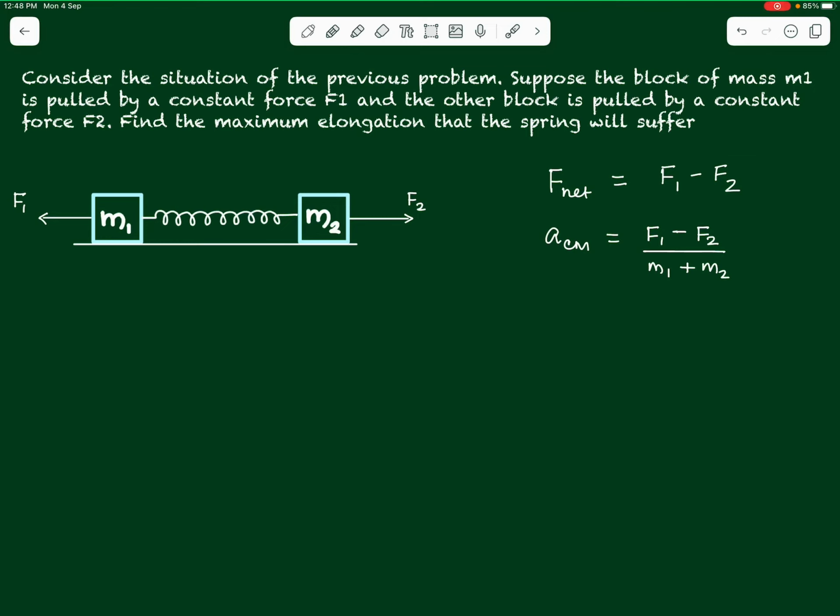Now, how do we simplify this situation? Because otherwise, if we work from the ground frame, this question will become quite complex, because we don't know what condition to put for finding out the maximum elongation of the spring. At what situation will the spring have maximum elongation? Because we know that the system will continue to accelerate. The center of mass of the system is accelerating all the time.